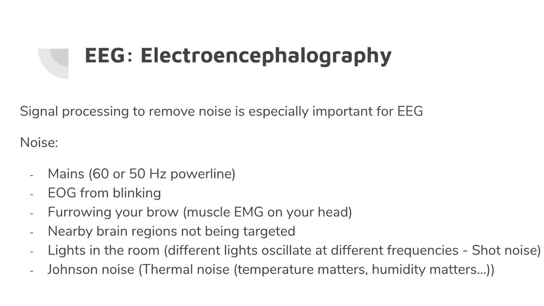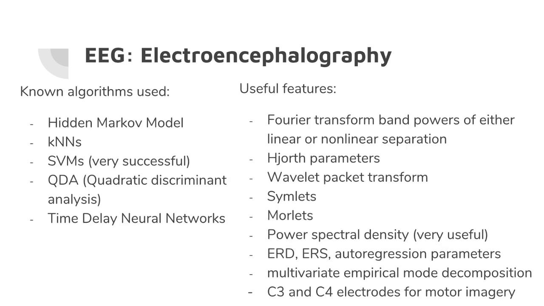And then there's Johnson noise. So if the temperature in your room or the humidity changes, then that could affect your signal recording as well. But in general, I would not expect that to be a huge thing of importance because most people are going to be inside of a given building, and most buildings have certain standards they have to keep about the humidity and temperature requirements. So as long as your room meets those requirements, it should still be fairly consistent between rooms.